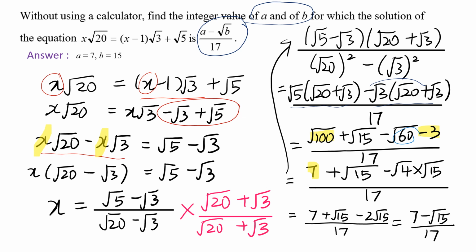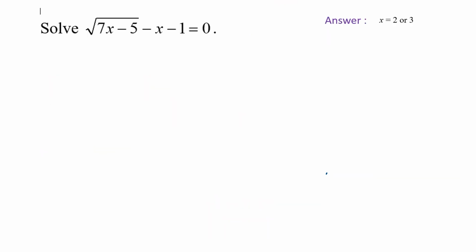All right, so that's not the end of the answer, because you're supposed to find the values of a and b, right? So you need to compare this with what is given. That means you compare 7 minus square root 15 over 17 with this. And from there we find that a is 7, b is 15. Okay, bear with me, we're coming quite close to the end also. I'm also losing a bit of steam already, but let's press on. So this question involves surds.